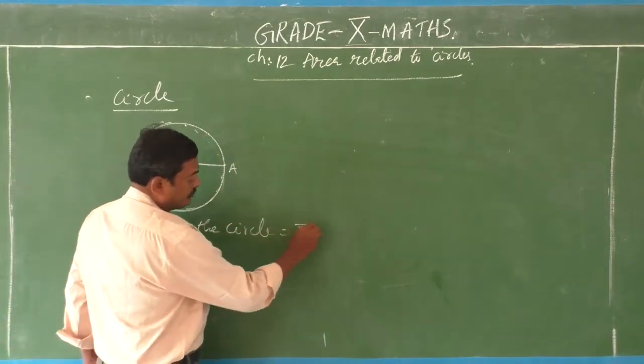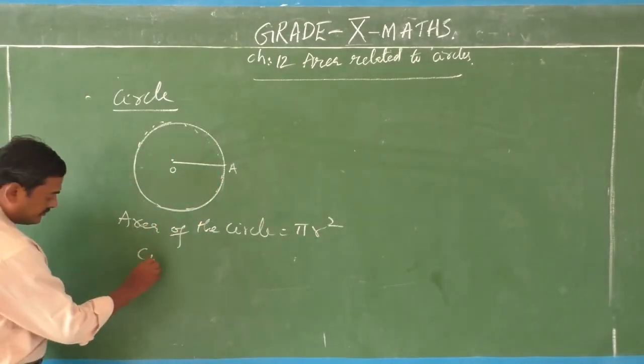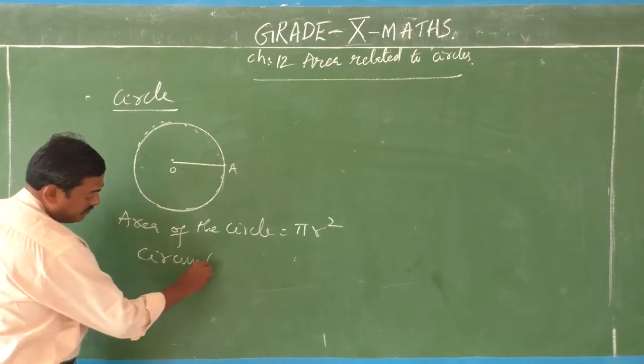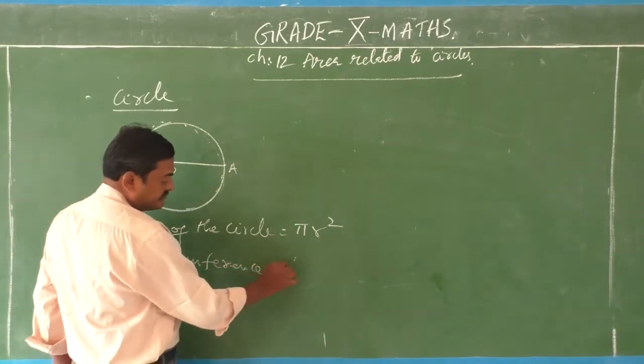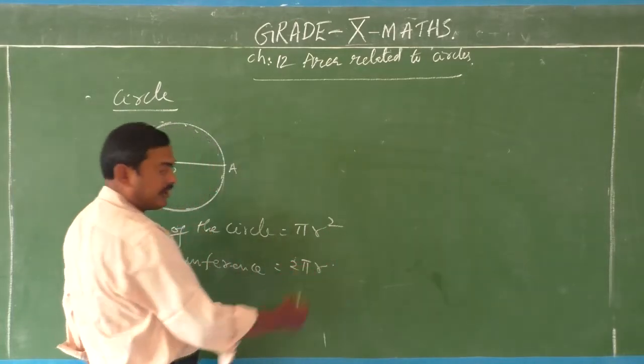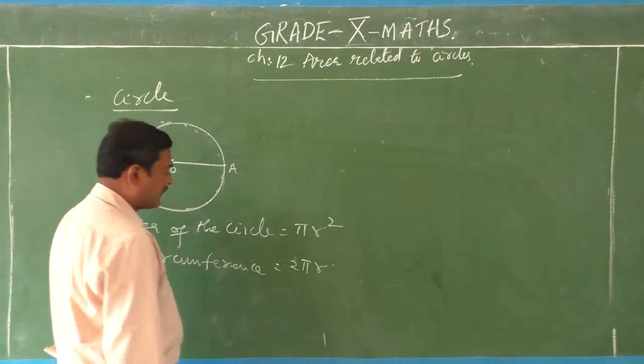Now, the area of the circle is equal to pi r square. Now, the perimeter or circumference of the circle is equal to 2 pi r.